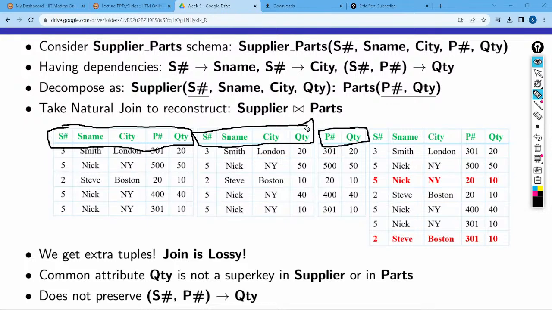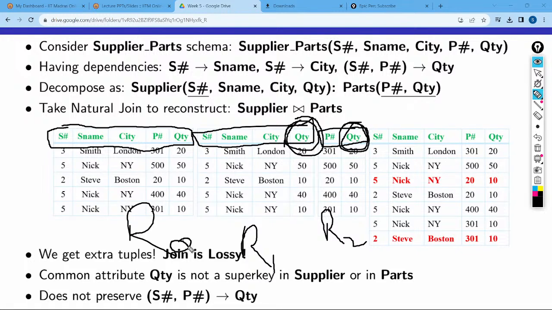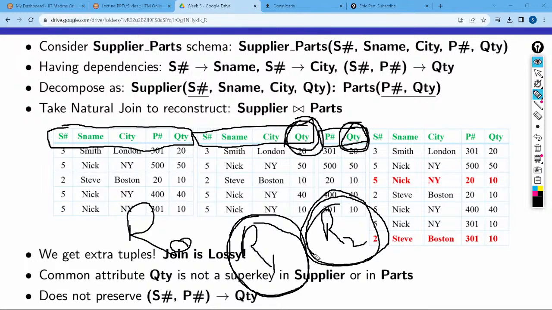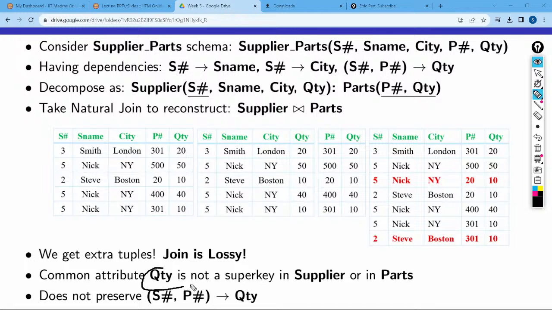However, while performing natural join, the common attribute between the two is used, right? So quantity is used between the two, which is not a super key and not a good choice for doing natural join. Let's call this R1, let's call this R2, and let's call this R naught. Quantity is not a good attribute to choose as a common attribute between the two, as quantity is not a super key. It is written that the quantity attribute is not a super key in supplier or in parts.